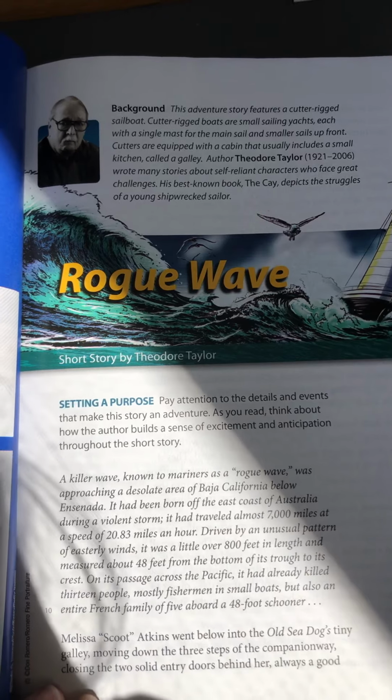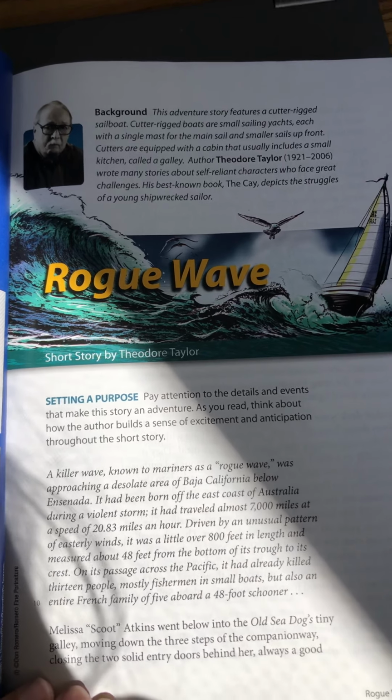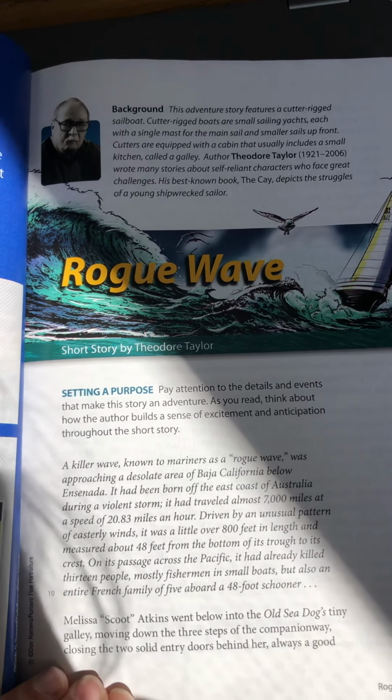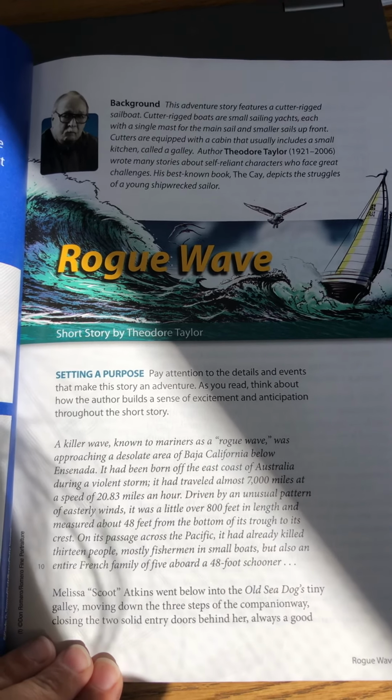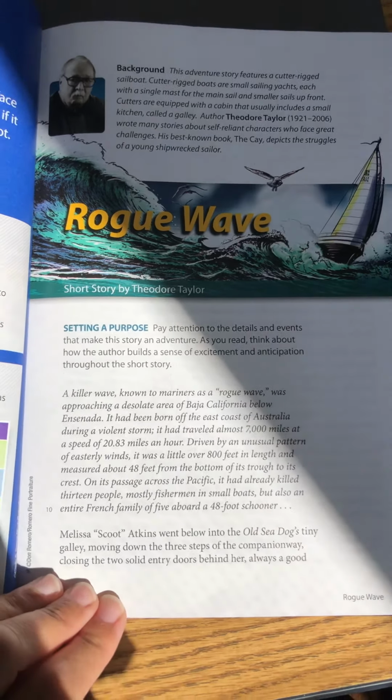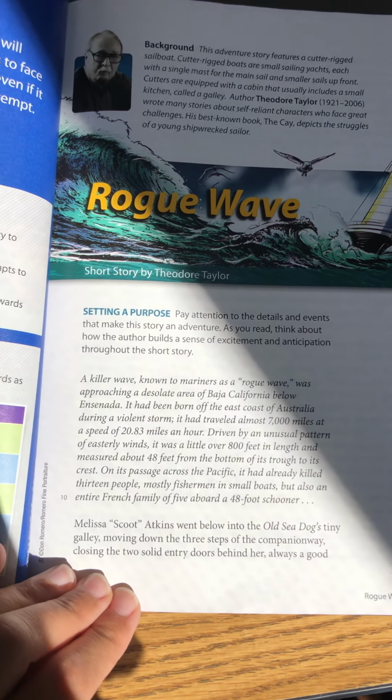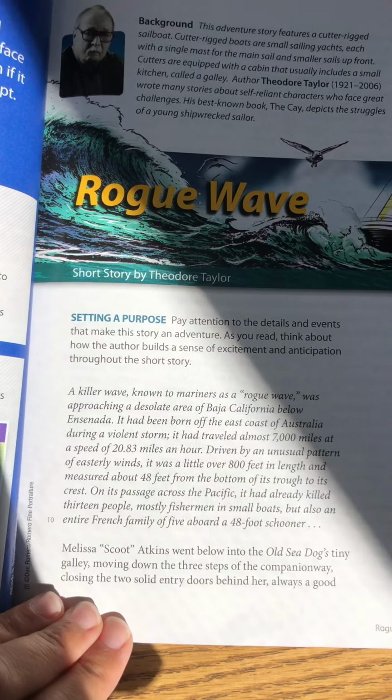Author Theodore Taylor wrote many stories about self-reliant characters who face great challenges. His best-known book, The Cay, depicts struggles of a young shipwrecked sailor. Rogue Wave. Short story by Theodore Taylor.